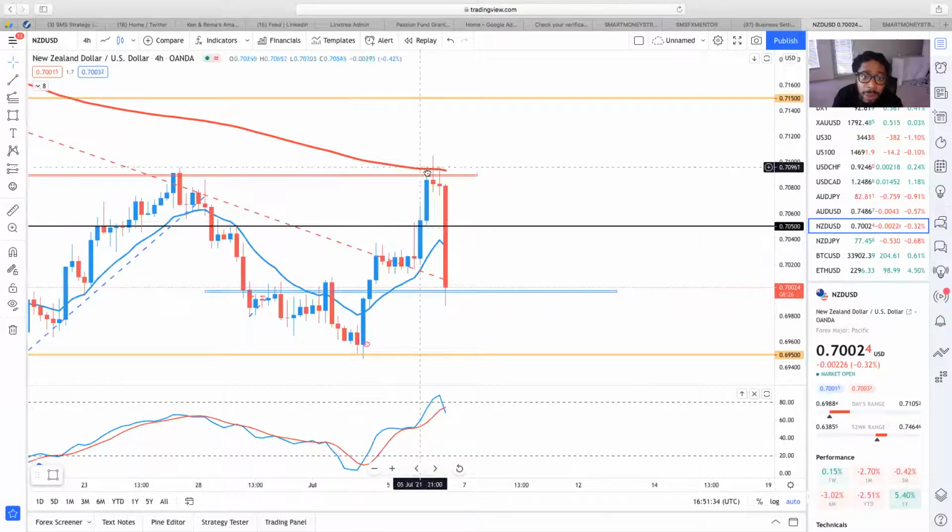So what happened was, we got a failure of a high, right? And we created a lower high. Then after that, we created another lower high and another failure to break the 71,000 level. So we got this big push to the downside.